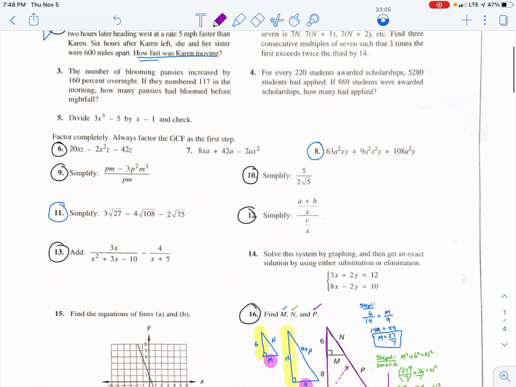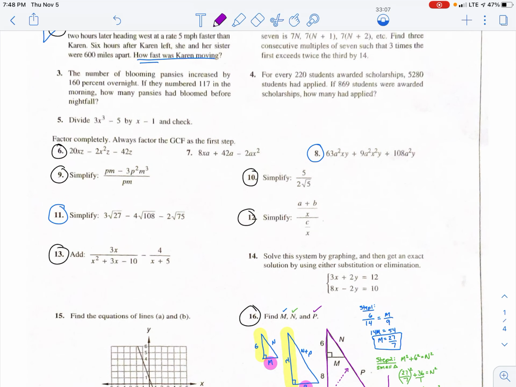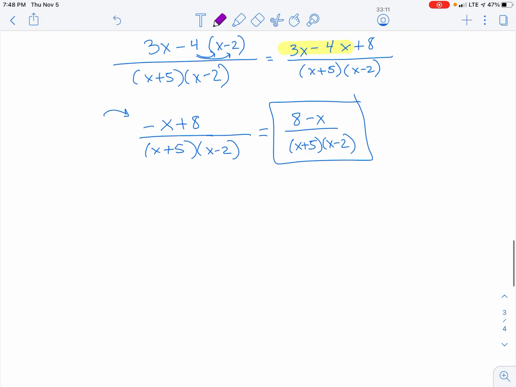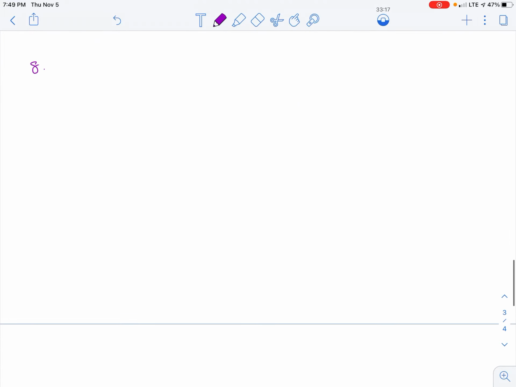Otherwise, you can pause the video and come back and check your answers. You're welcome to do that however it works best for you. So number 8, I'm going to write it below here. Number 8, right here. We have 63a squared xy plus 9a squared x squared y plus 108a squared y.